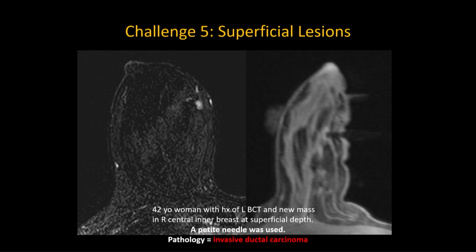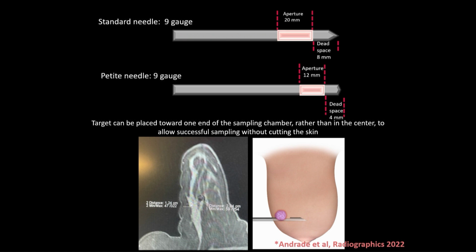We used a petite needle. You can see that the biopsy device goes to the enhancing mass. Let me see if this works here. Yep, biopsy device and the enhancing mass. This is an invasive ductal carcinoma. So how did I determine that?